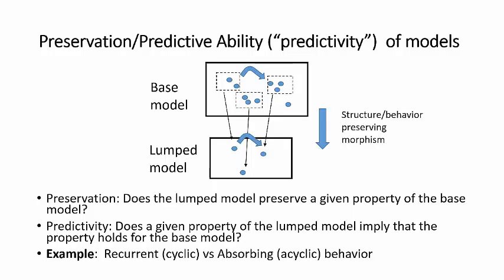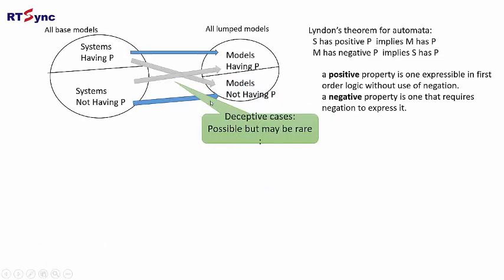And we can ask the question of preservation: is the property proven for the base model hold for the lump model? And conversely, if proven for the lump model, does it actually carry over to the base model? So here's a view of that issue. Consider all base models, and for the moment, let's call the base model a system, and break the set of base models into two parts: systems having the property P, and systems not having that property. And then consider all lump models, and models having P and models not having P is the dichotomy there.